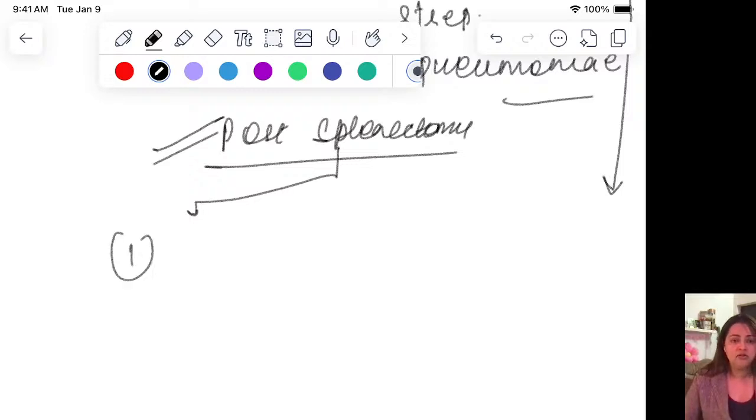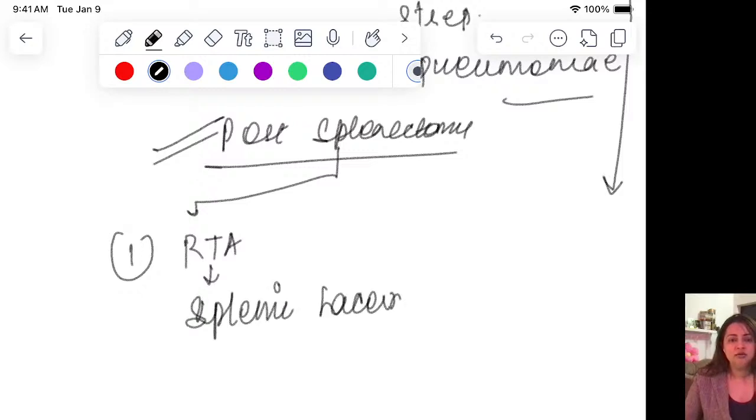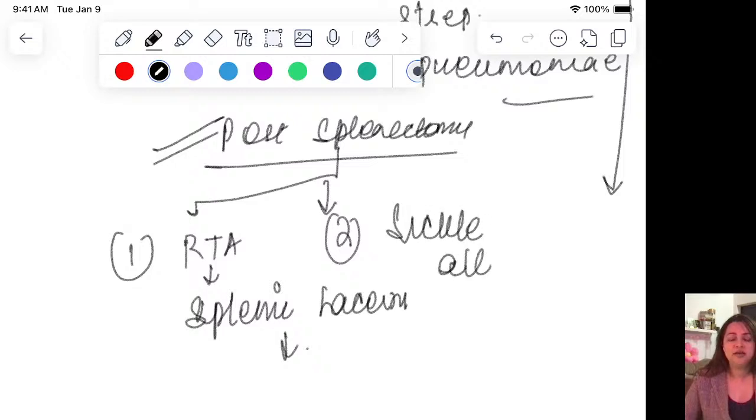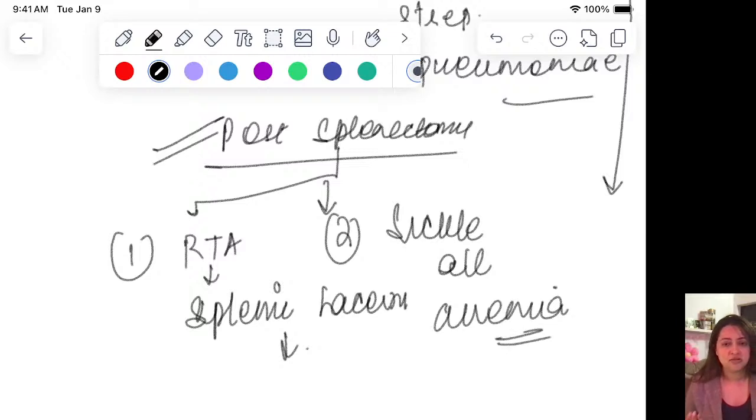Number one, if the patient has a road traffic accident and ultimately gets a splenic laceration. If there is an extensive splenic laceration, ultimately we will have to remove the spleen. Second situation, it could be in the case of a sickle cell anemia patient. So can you tell me why in sickle cell anemia patients we are talking about post-splenectomy status? What happens in sickle cell anemia?